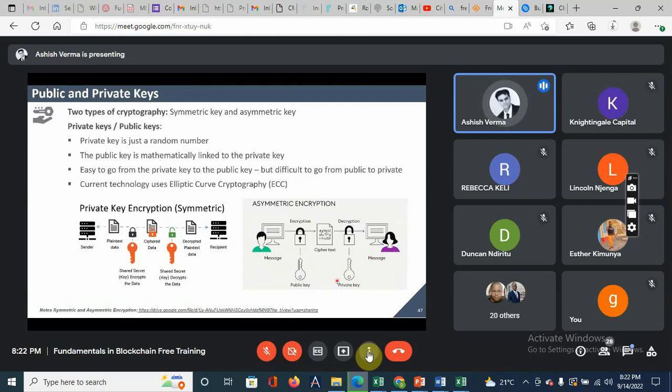It's slightly difficult to get in the first shot, but just imagine: where you use the same key to encrypt and decrypt, it is symmetric; where you use a combination of public and private key to do encryption and decryption, it is called asymmetric encryption, and almost all blockchains use asymmetric encryption.